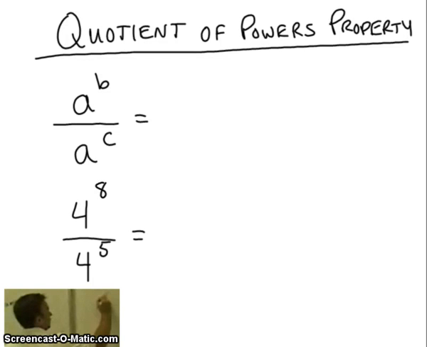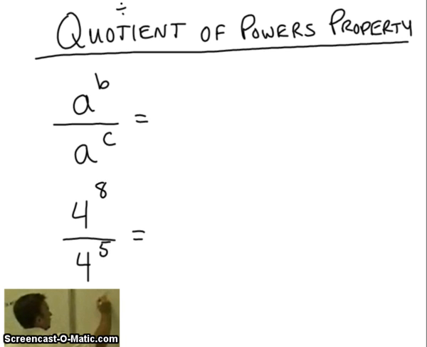Okay, in part 2 of Unit 8, we're going to do the quotient of powers property. We're going to start out with that. This is similar to the multiplication or the product of powers property. In the product of powers property, we add the exponents when we have like bases. In the quotient, remember quotient is division. When we divide, we're going to subtract the two exponents.